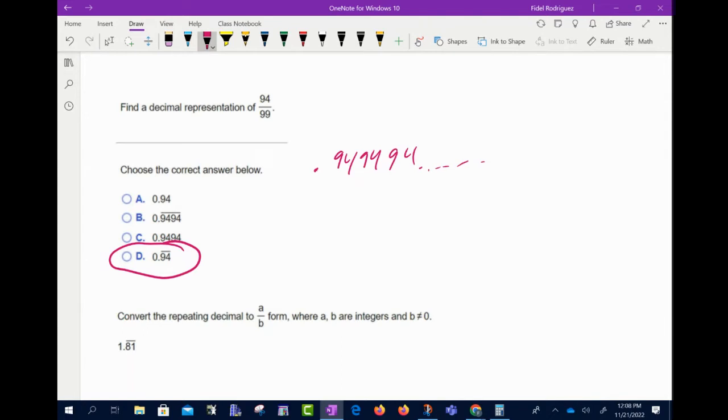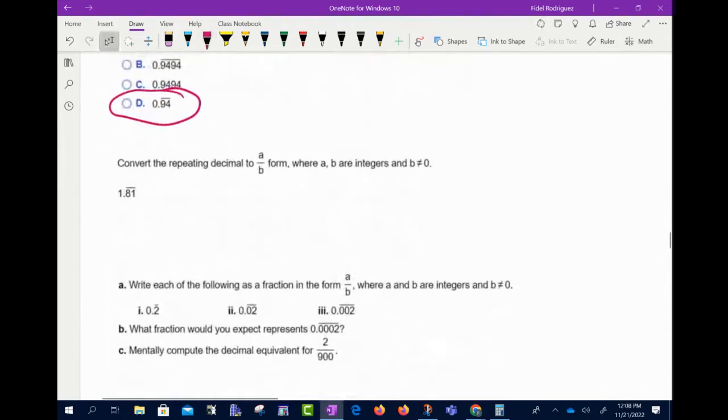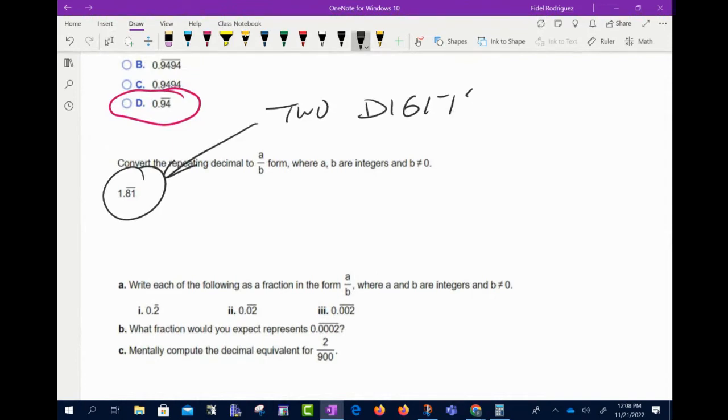All right. So the next problem that I have here, y'all, says convert the repeating decimal to A over B form when A and B are integers and B is not 0. I want to walk y'all through this process. What I want you to notice here is that there are two digits that are repeating, right? Because the bar is over the 8 and the bar is over the 1 itself, right? So it's 81, 81, 81, 81. Okay, y'all, there's a process on how we're going to do this.